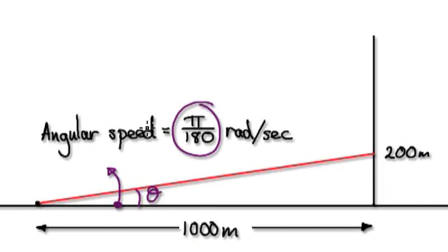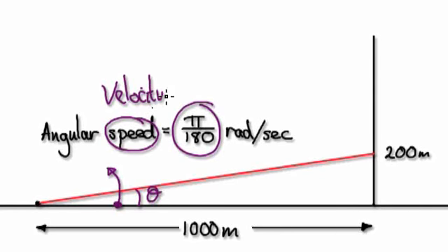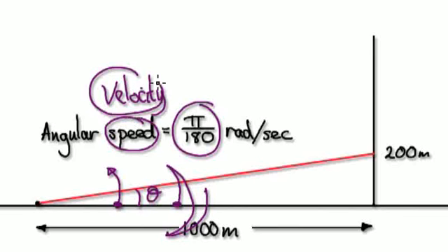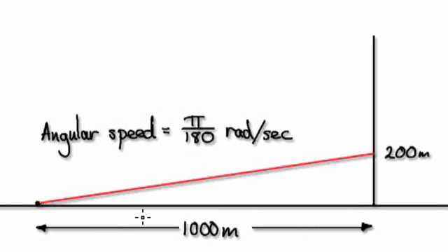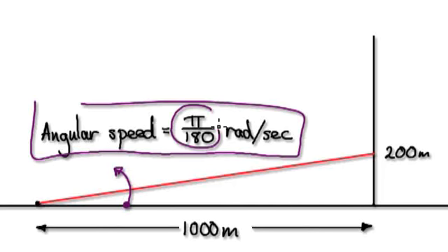We want to use the word speed rather than velocity. You would use angular velocity if you were to rotate it here and then back here, when you want to take direction into account. But because we're only going in one direction here, it's better to keep things simple and use angular speed. Initially theta will be 0, and then we're going to increase the angle at a constant angular speed of pi over 180 per second.